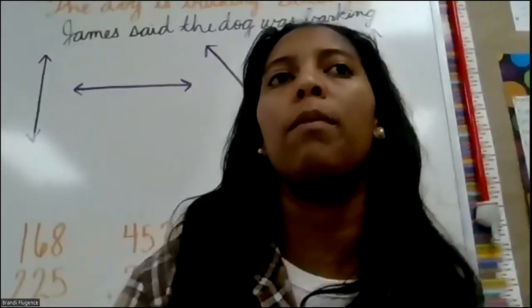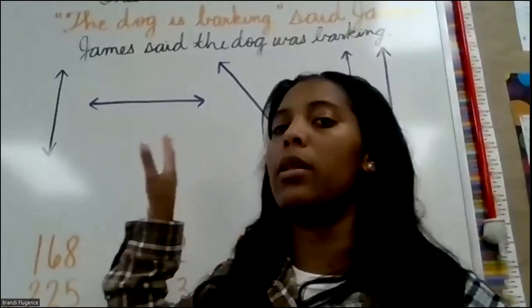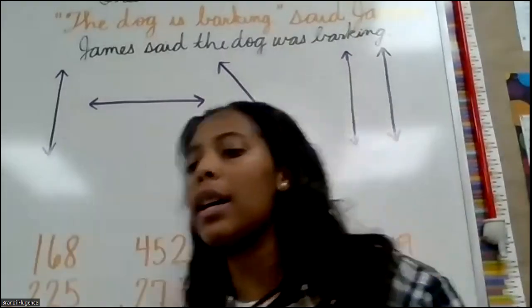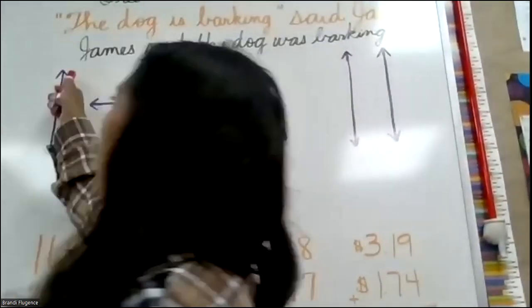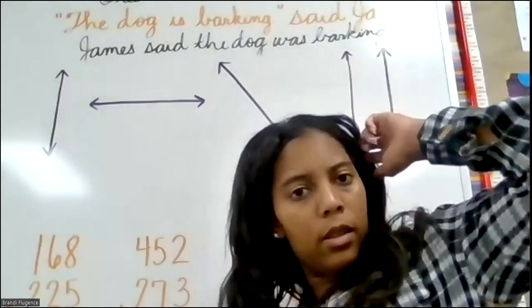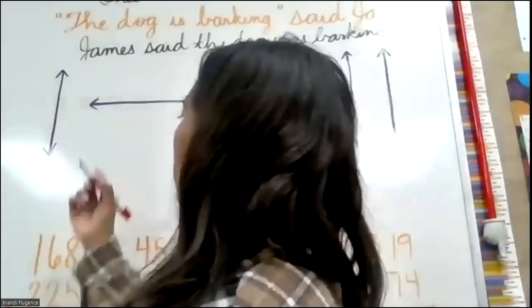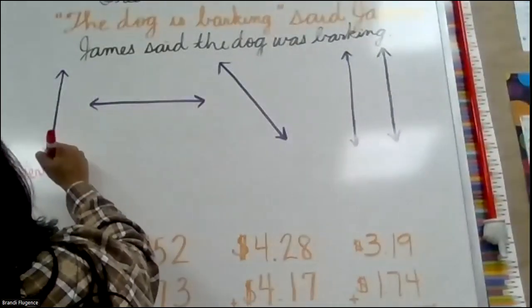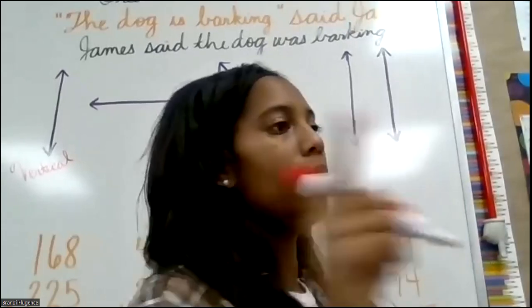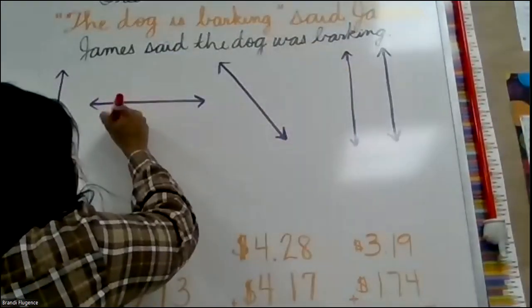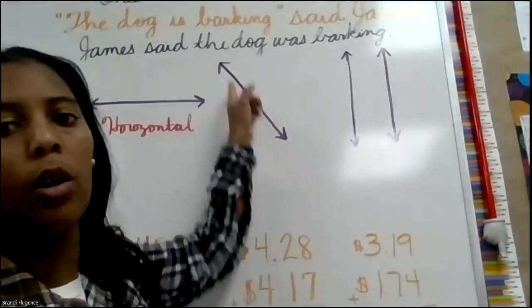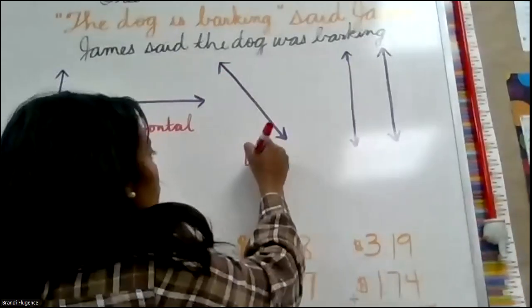All right, so guys, if you remember a couple of months ago, we learned the different kinds of lines. We're going to learn a new set of lines today. If it goes up and down, what is that line called? Vertical. Which line goes side to side? Horizontal. And which line is diagonal? The oblique line, okay?